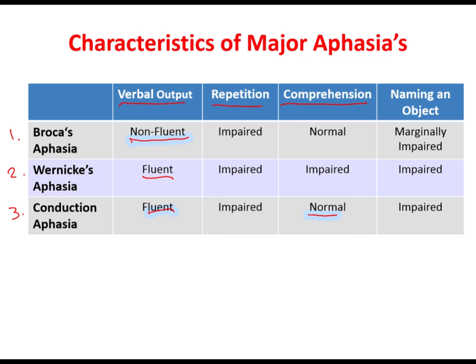And then finally, naming an object that has been visually seen. In Broca's aphasia, it could be marginally impaired, just because of an inability to recruit the proper muscles of articulation, so they would have major problems maybe repeating, but it's just marginally impaired. As far as Wernicke's and conduction aphasia, those would be impaired much more severely than in a Broca's aphasia. So these are the characteristics of the major aphasias that we would see.